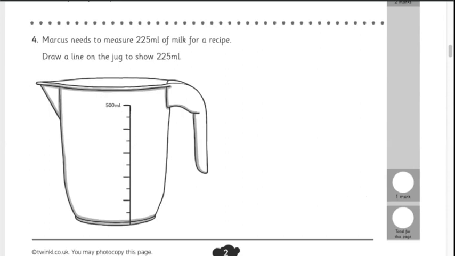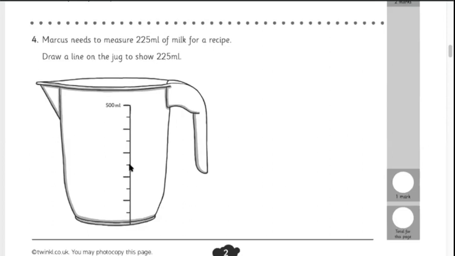Yes, Anne-Marie, what's up? Sorry, Anne-Marie, say again. Each increment is 50. Each increment is 50. Good girl. That's right, because there are 10 increments and 500 divided by 10 is 50. Good girl. So I need to start from 0 and count up in 50s and work out where it's going to be. So 0, 50, 100, 150, 200, 250.